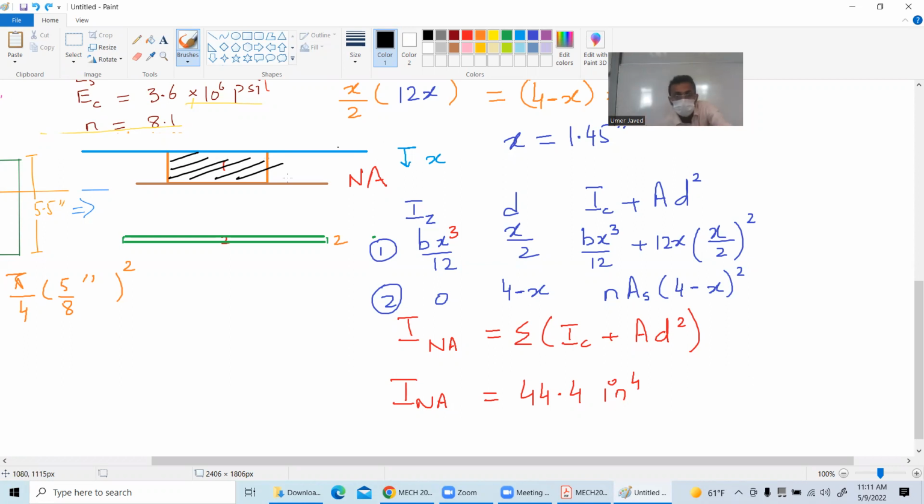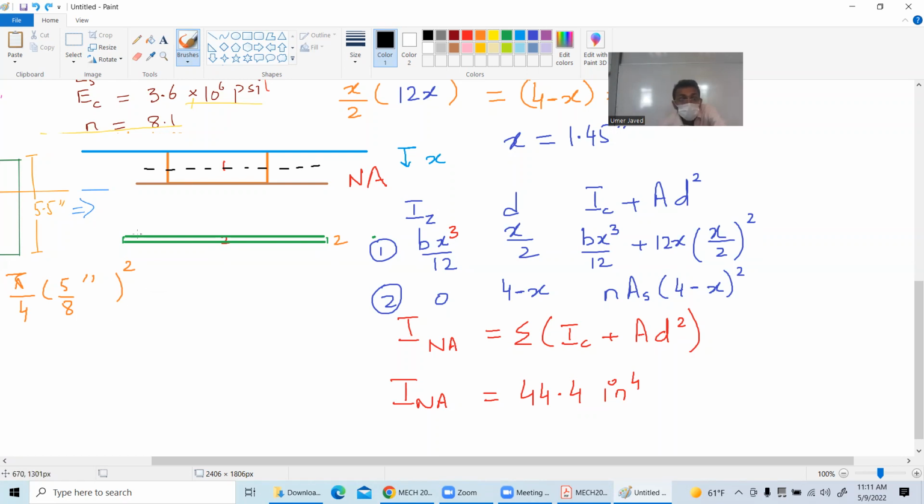If I have to find the moment of inertia of this rectangle, you will just tell me, why don't you do bx cubed by 12? My contention is that you need to find the moment of inertia of this rectangle about this line. So what will you do? Plus AD square. What is D? This little distance. Parallel axis theorem. I answered your question.